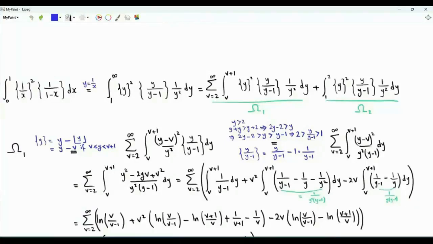Bismillah ar-Rahman ar-Rahim. We are interested in the integral from 0 to 1 of the square of the fractional part of 1 over x times the fractional part of 1 over 1 minus x. Let's start by doing the change of variables.